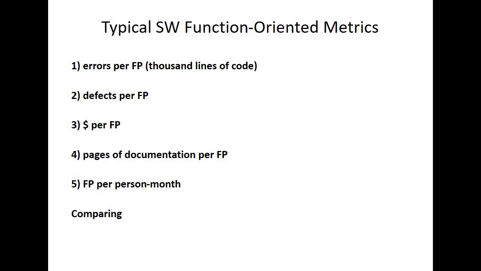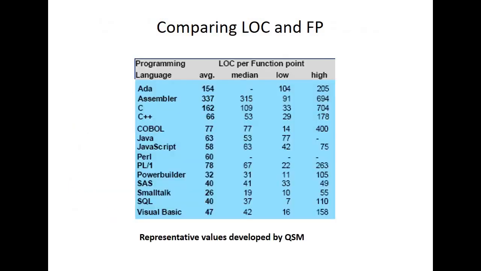So this is a typical list of software function-oriented metrics. One is your errors per function point, that means per 1000 lines of code. We have defects per function point. We have cost, or the per unit function point cost in the form of dollars or rupees. Then pages of documentation per function point. Then we have function points per person-month, which can be used for comparison. So that kind of thing we can do with this function point analysis.